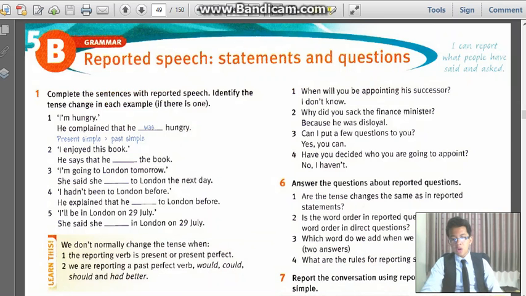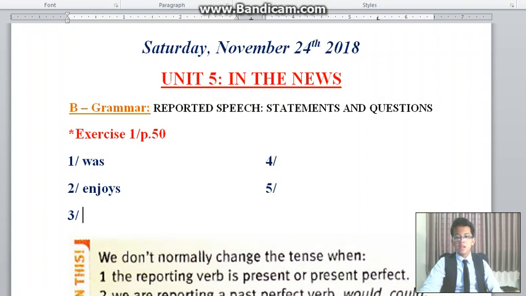Number 3, I'm going to London tomorrow. She said. Because the reporting verb is in the past, present continuous will be going back to past continuous. She said that she was going to London the next day. Okay, she was going.